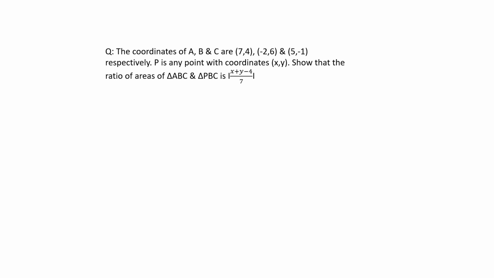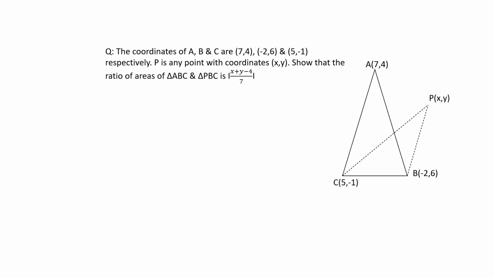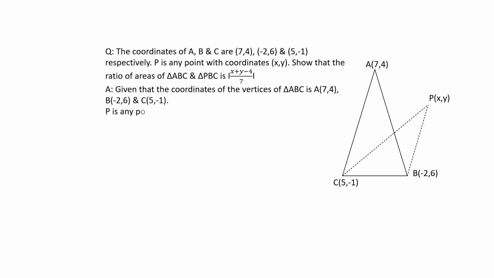So here the 4 points are given, A, B, C and the point P. The coordinates of points A, B, C are known to us and that of P is not known to us. So let's draw the picture. The picture is like this. Given the coordinates of the vertices of triangle ABC are A(7, 4), B(-2, 6) and C(5, -1), and P is any point with coordinates (x, y).